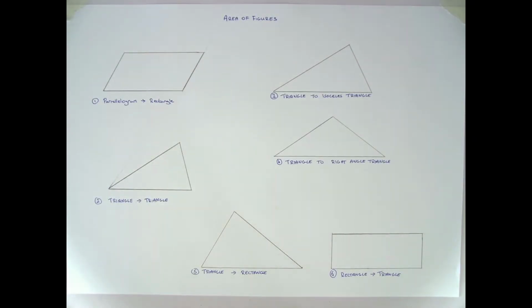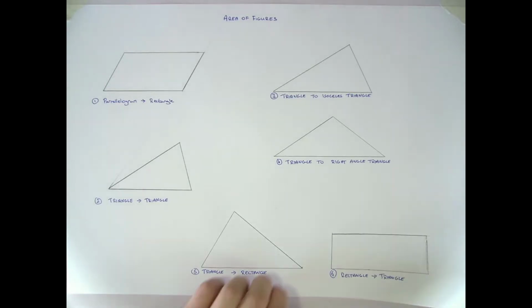Looking at my page, I have set up a number of different figures. I have a parallelogram, I have 1, 2, 3, 4 triangles, and finally a rectangle. All of these, the dimensions are entirely up to yourself. Try to have all of the triangles scalene, and the rectangle as a rectangle.